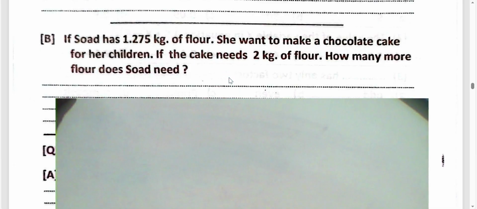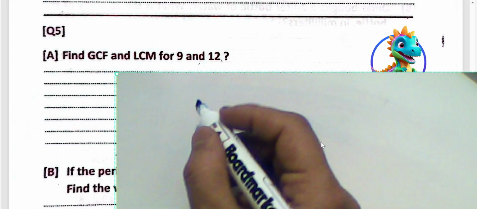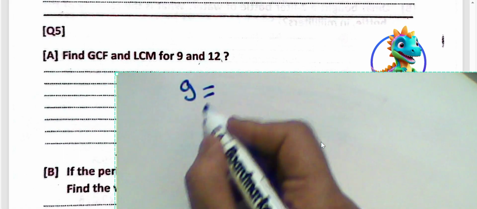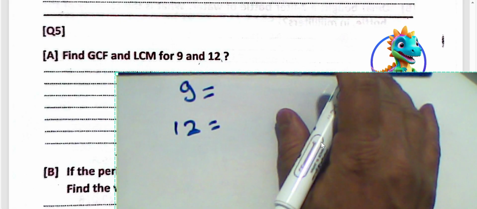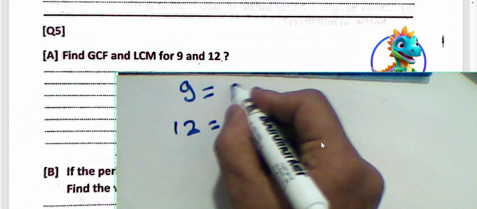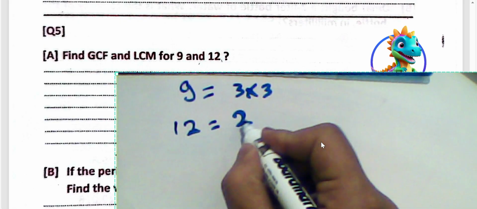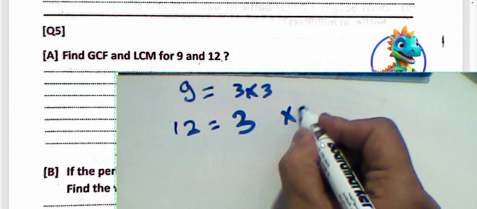Next question. Find the least common multiple and highest common factor between two numbers. We have 9 and 12. Look here. 9 equals 3 times 3. And 12 equals 3 times 4. And 4 equals 2 times 2.